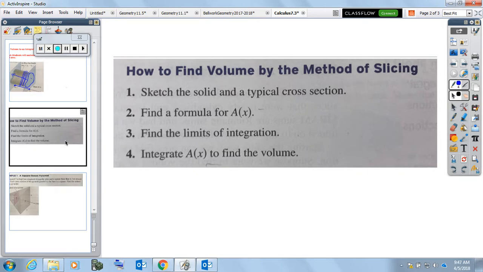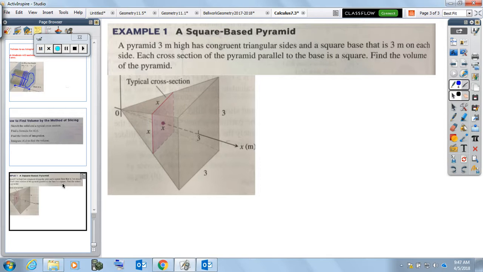So let's take a look at the first example. It says a pyramid 3 meters high has congruent triangular sides and a square base that is 3 meters on each side. Each cross section of the pyramid is parallel to the base, and of course the base is a square. Find the volume of the pyramid itself.